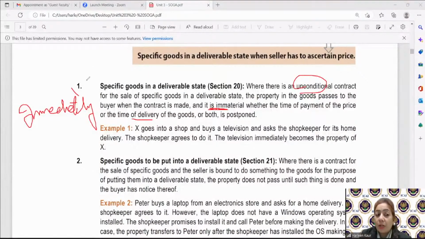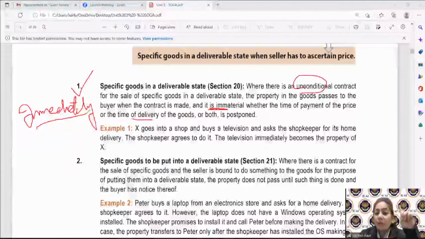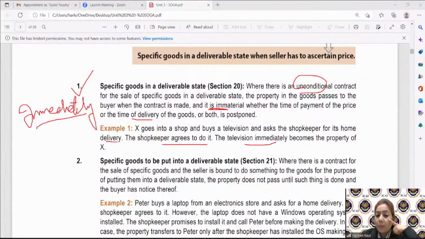So it's very, very important to know whether the goods are in deliverable state or are yet to be put in deliverable state. Section 20 simply tells you, first we are talking about specific and certain goods. Under specific goods, we have three categories, children. Number one, when the goods are in deliverable state, simply write down against this paragraph, property in the goods passes immediately. Example number one, X goes into a shop and buys a television and asks the shopkeeper for its home delivery. The shopkeeper agrees to do it. The property becomes the property of Mr. X immediately.